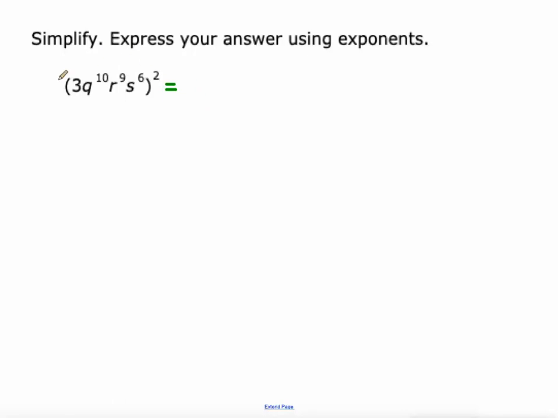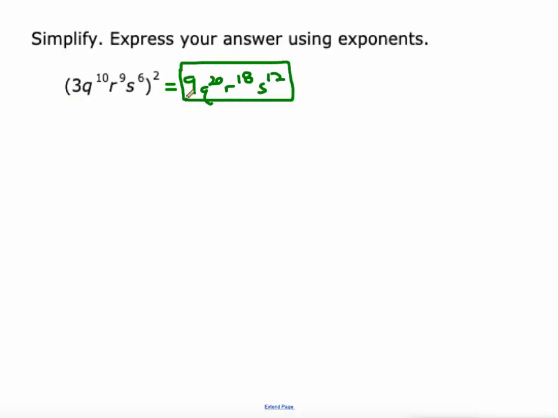Same idea here. All of this is getting squared. It's 3q to the 10th, r to the 9th, s to the 6th times 3q to the 10th, r to the 9th, s to the 6th, because it's being squared. So 3 squared, or 3 times 3, is 9. q to the 10th times q to the 10th is q to the 20th. r to the 9th squared is r to the 18th. And s to the 6th squared is s to the 12th.